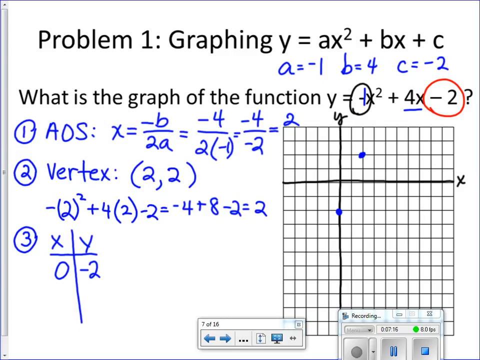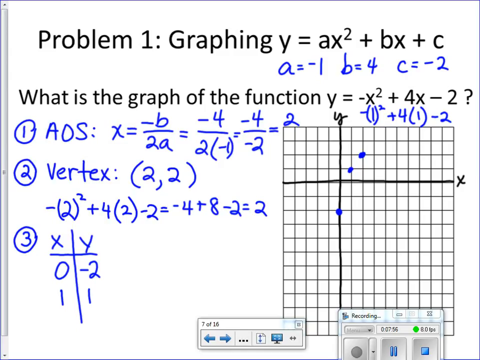Let's select 1. 1 would be right in between, and that will help us. So we want to go to our equation, and I'm going to erase this just to make a little room, and let's evaluate what we would get if we put 1 in. We'd have the opposite of 1 squared plus 4 times 1 minus 2. Well, 1 squared is 1, and so the opposite of 1 is negative 1. Plus 4 would be 3, minus 2 would be 1. So at 1, 1, we also have a point.